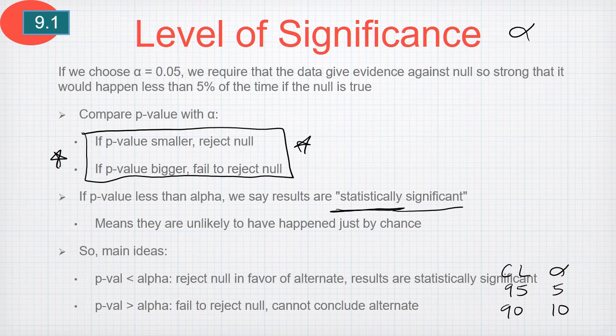Okay, so big takeaways. If the p-value is less than alpha, we reject the null in favor of the alternate, and we would put this in context, right? So we would conclude the alternate hypothesis in context, and we would say the results are statistically significant. If the p-value is greater than alpha, we fail to reject the null, and we cannot conclude that the alternate hypothesis is true. And again, we do this all in context.